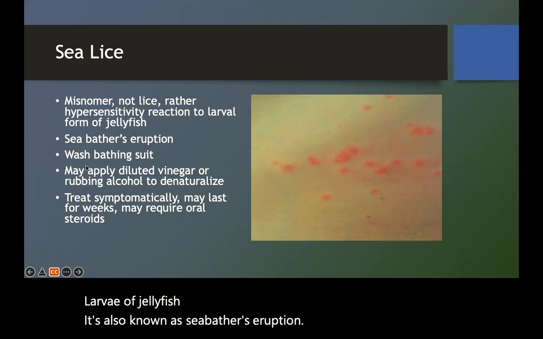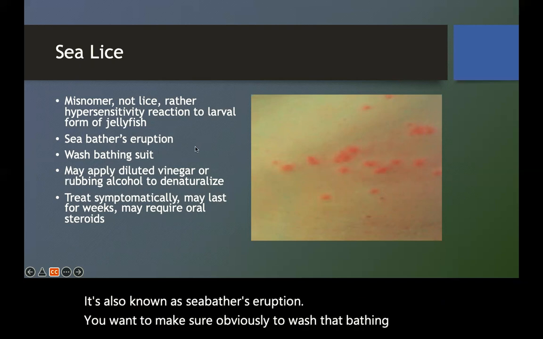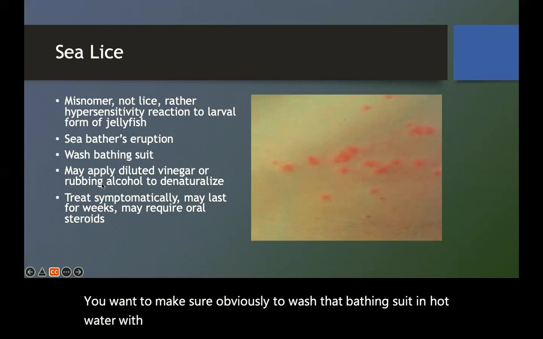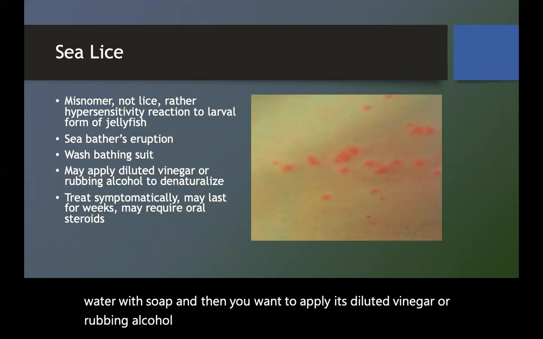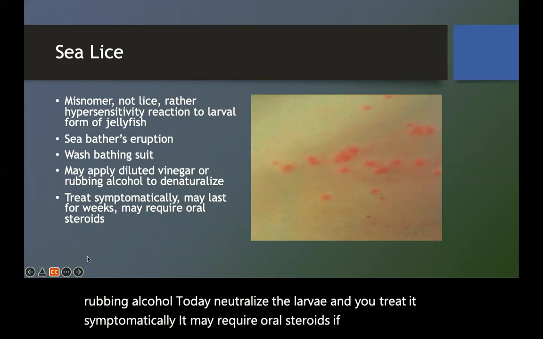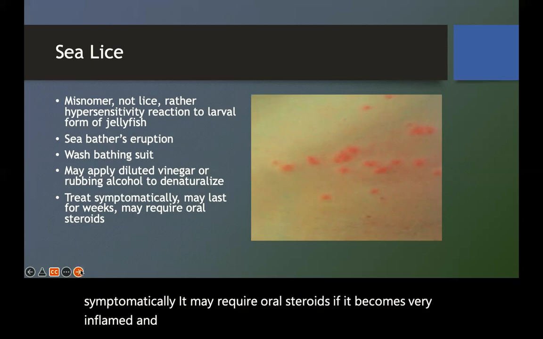You want to make sure, obviously, to wash that bathing suit in hot water with soap. And then you want to apply diluted vinegar or rubbing alcohol to neutralize the larvae. And you treat it symptomatically. It may require oral steroids if it becomes very inflamed and painful, but it does go away after a few weeks.